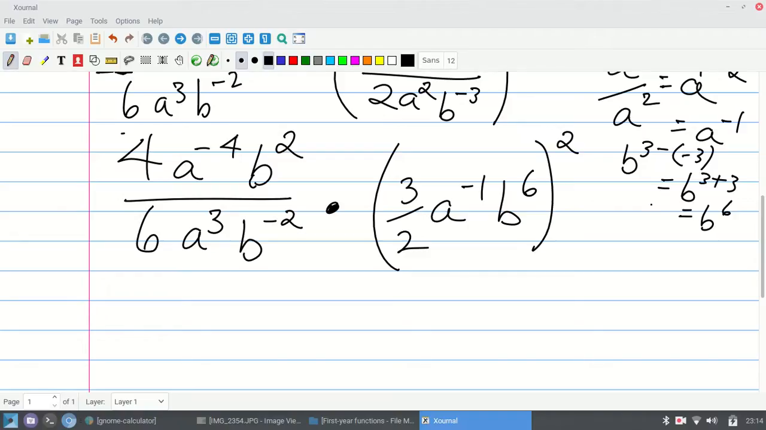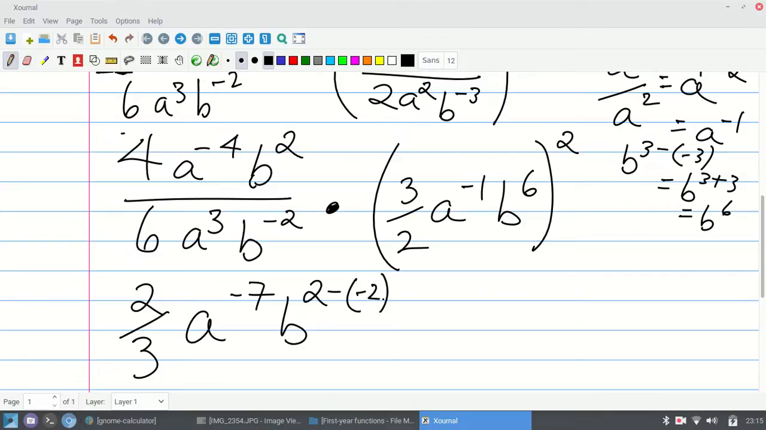Now I do that sort of ratio stuff over here as well. 4 over 6 is 2/3, right? So I do a to the negative 4 minus 3. Negative 4 minus 3 is negative 7, excuse me. This is going to be b to the 2 minus negative 2, and that's just b to the 2 plus 2, which is 4.